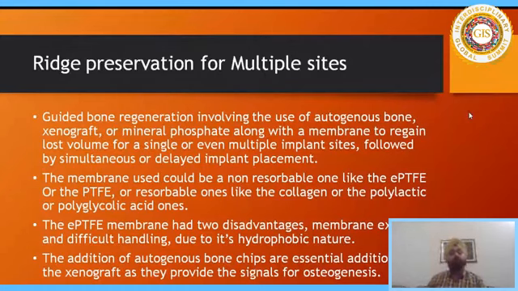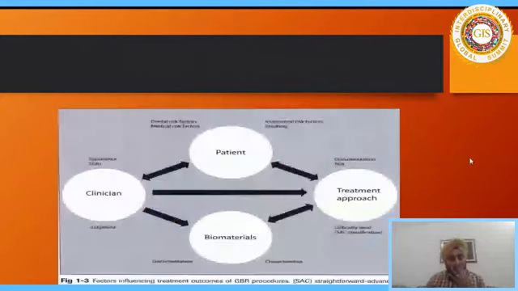The disadvantage because of which the ePTFE membranes were discontinued was that they usually had membrane exposure. They were difficult to handle because of their hydrophobic nature. The addition of autogenous bone chips is an essential addition to the xenograft as they provide signals for osteogenesis. Autogenous bone chips are the gold standard. If you don't add them, it might help, but you have to add them. We tried SAC complex for this.